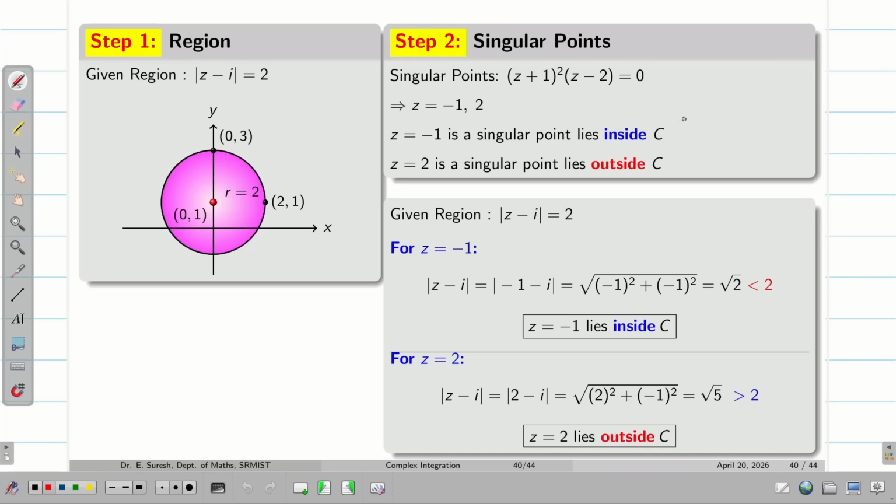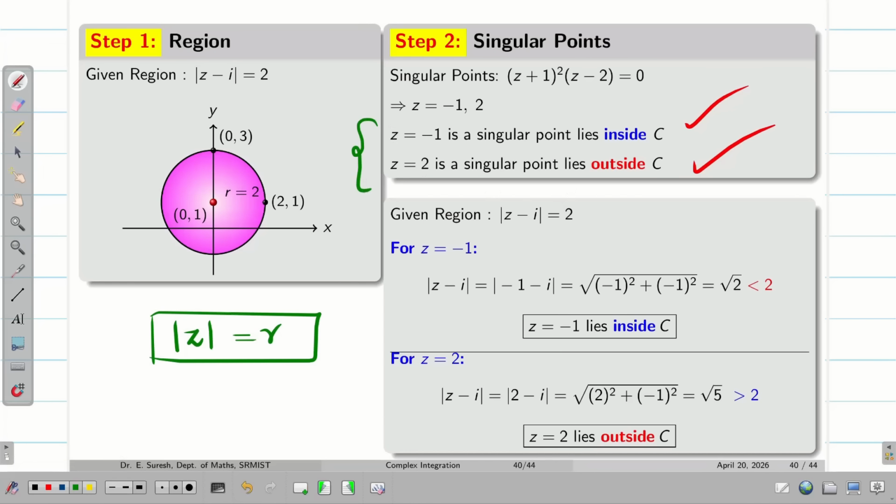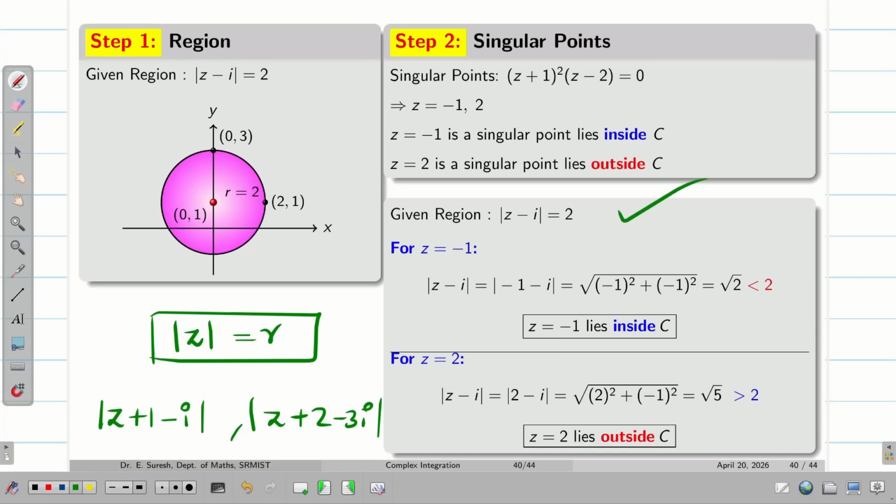So in this problem, one point lies inside and the other point lies outside. We can easily tackle it. I'm just recalling you, if the region is simply mod z equal to some r, then you can easily find the singular point by checking the figure. If it is a little complicated like z plus 1 minus i, z plus 2 minus 3i, etc., then using this technique we can easily find whether the point lies inside C or outside C.